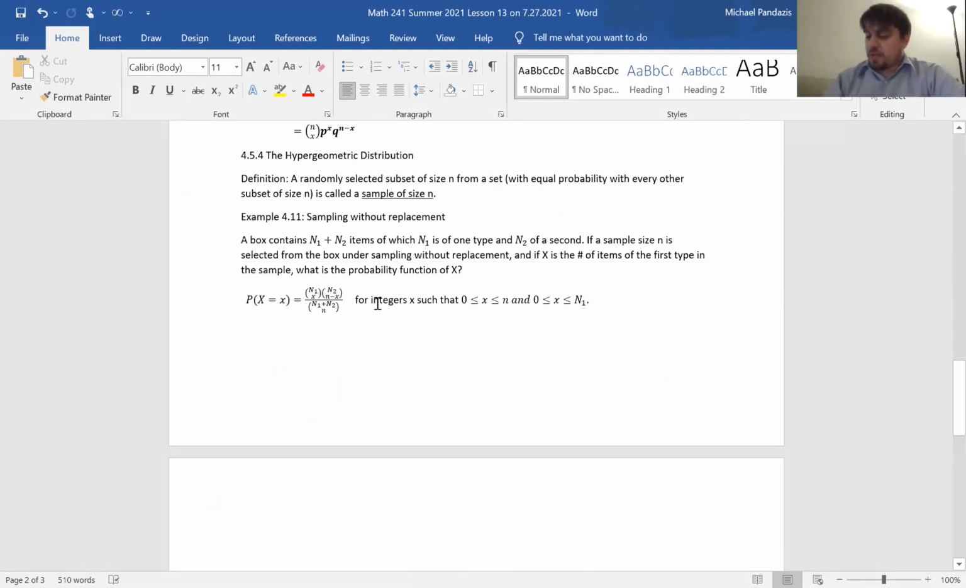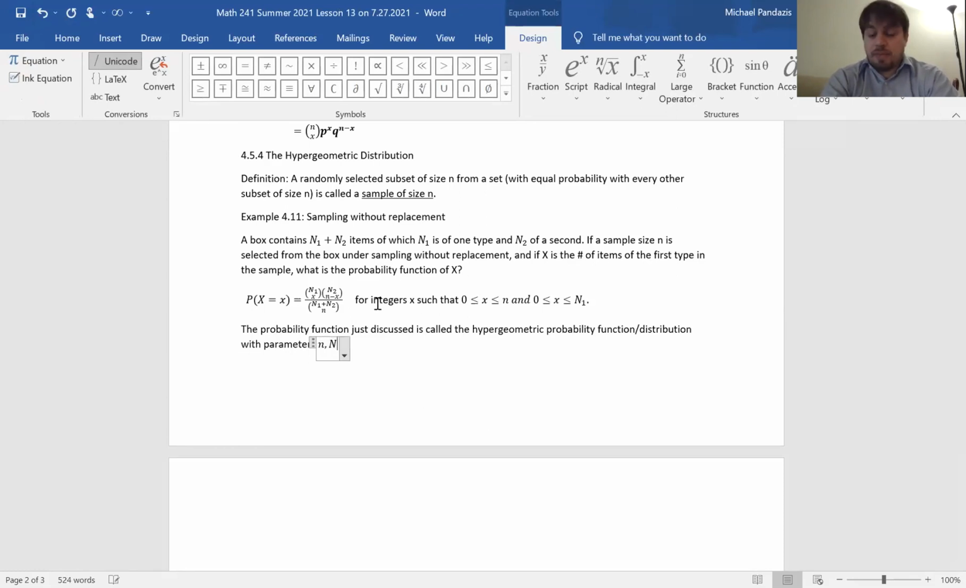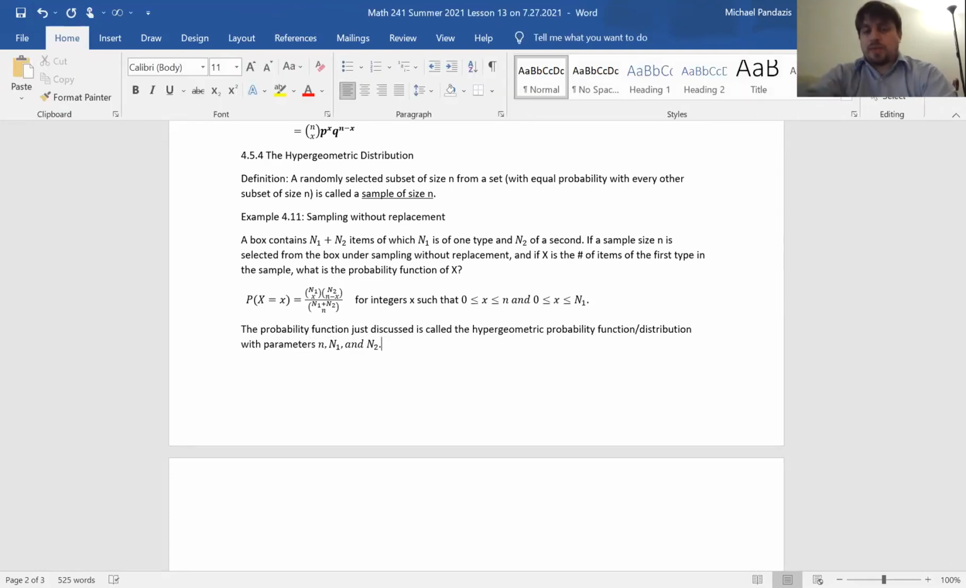Very good. So that's the hypergeometric function. The probability function just discussed is called the hypergeometric probability function/distribution with parameters little n, capital N1, and capital N2.